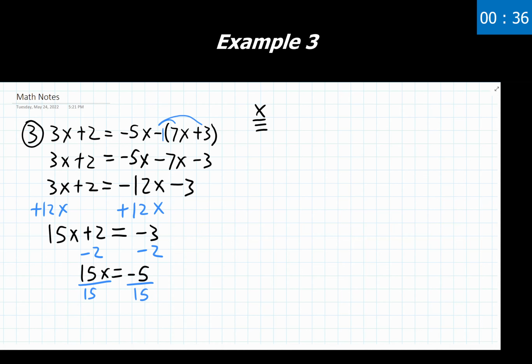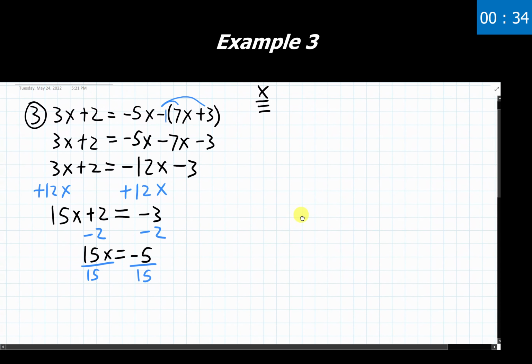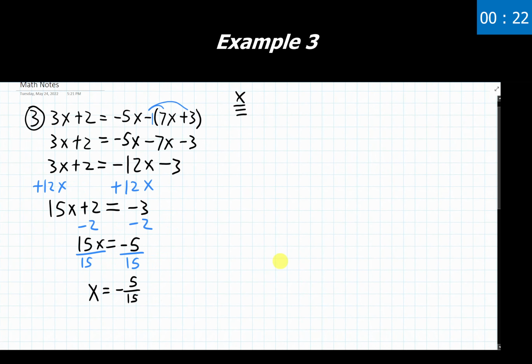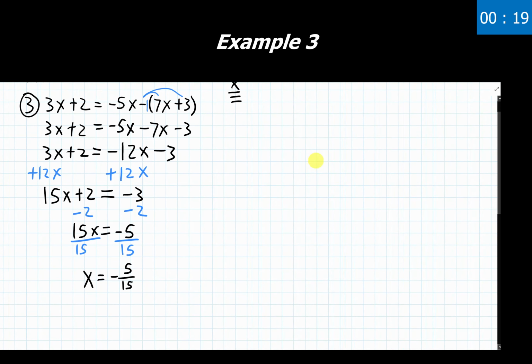Running out of space here, so I can scroll this down just a little bit. There we go. I'm going to have x equals negative 5 over 15 here. Now we have a fraction answer. We always like to reduce our fractions down if we can. So 5 and 15, both of these can be divided by 5, which means this is going to simplify down to negative 1 over 3 for our final answer.